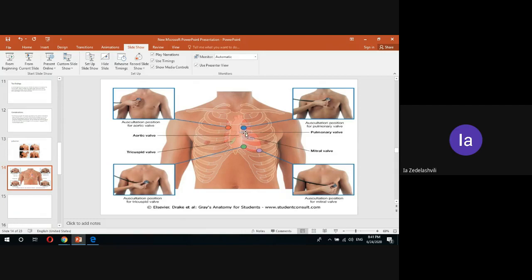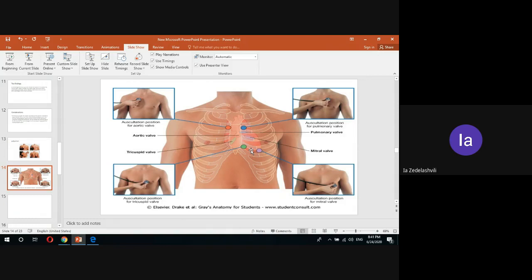Then on the left side, second intercostal space, symmetrical to it, at the sternum, this chest bone named the sternum, you can auscultate the pulmonary valve, which is the valve of the right ventricle, which contracts and sends blood towards the lungs.